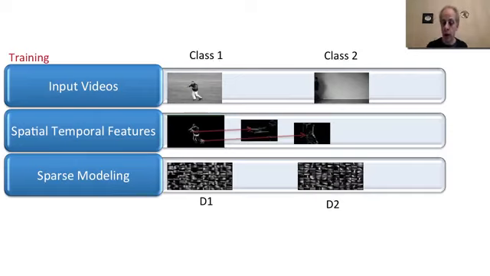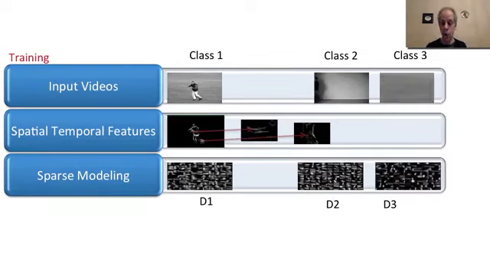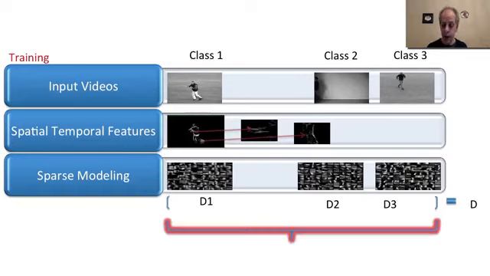And we continue doing that for every single class that we have in our training database. We are going to have another class here of a different activity, and another dictionary here for that activity. And we do that for as many classes as we have. What we end up having at the end is a large dictionary that is the concatenation of all the previous dictionaries.